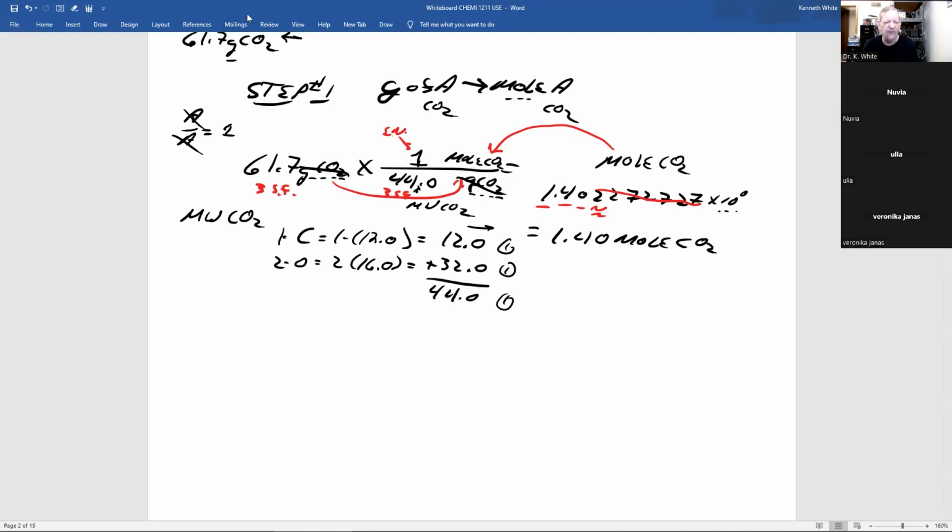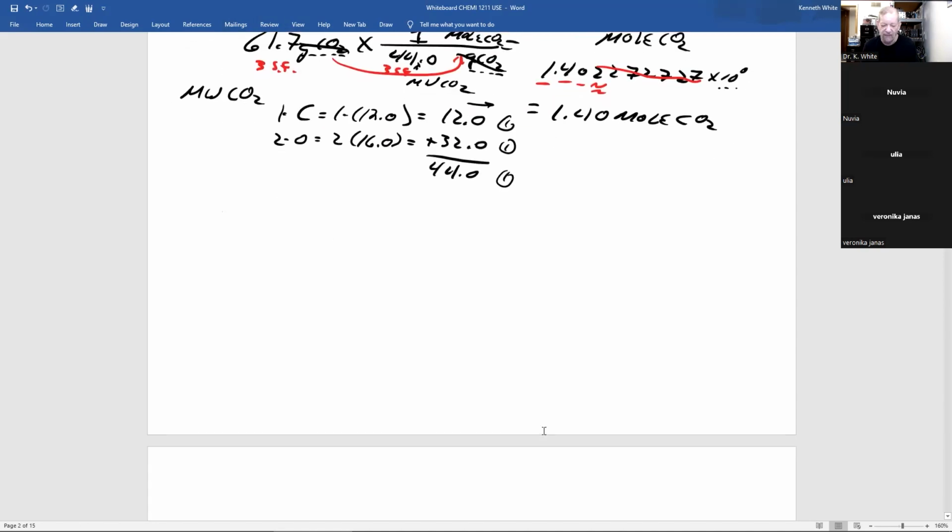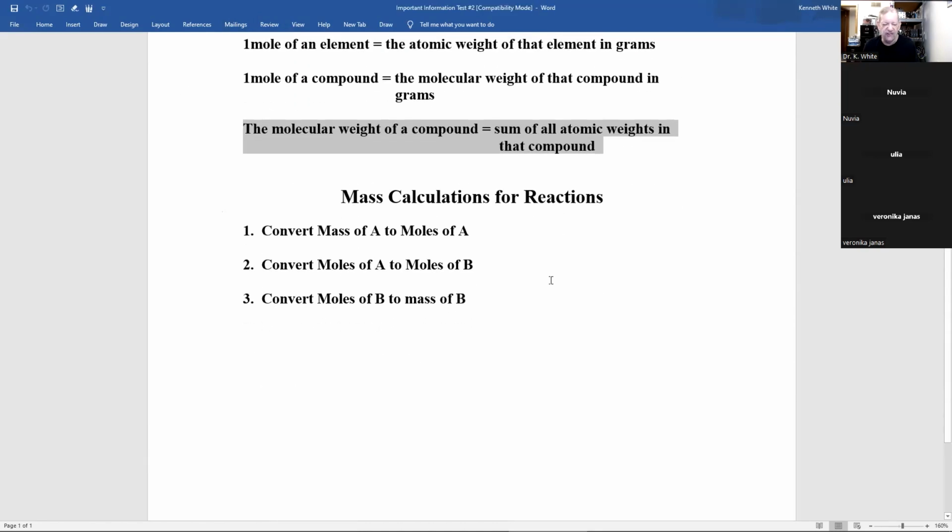All right, well, we've done step 1, but we have 2 more steps to go. And step 2 is convert moles of A to moles of B.